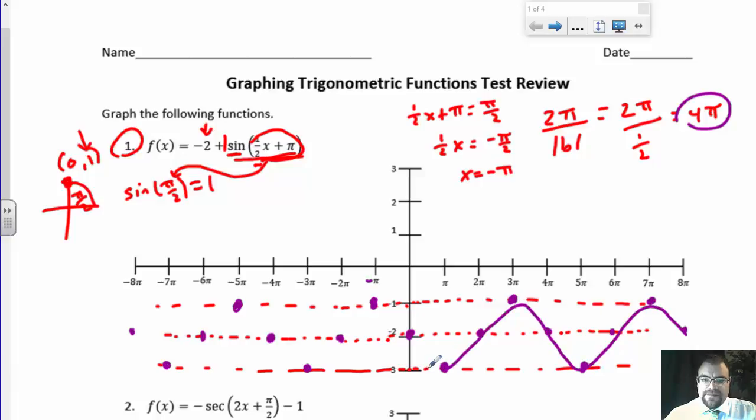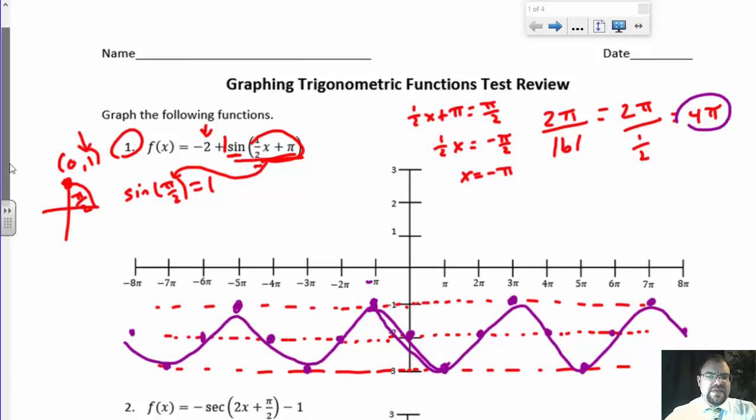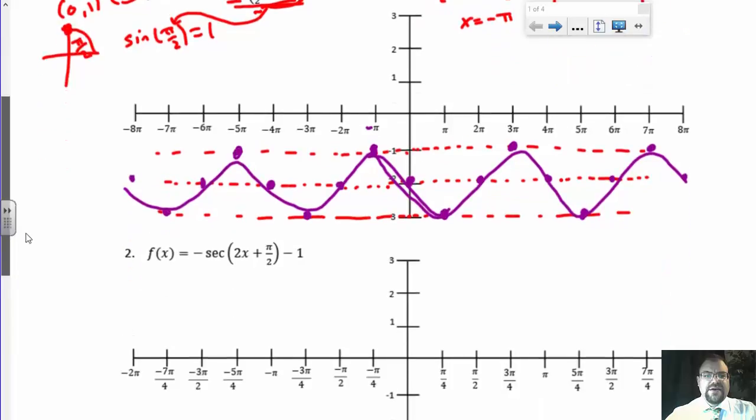Kind of go up and down with it. Oops, totally missed that point. Eek. It's going something like that. So this one right here really should have gone through there like that. So that's kind of what this sine graph looks like. That's the graph I'm expecting you to have for that question.